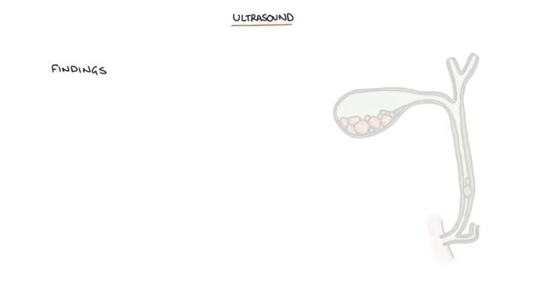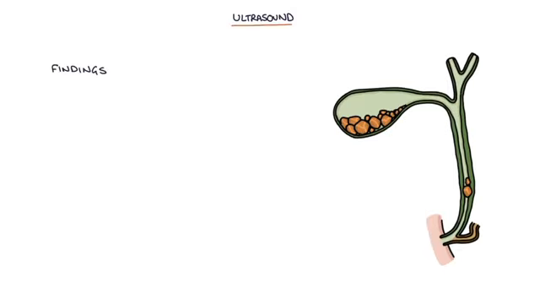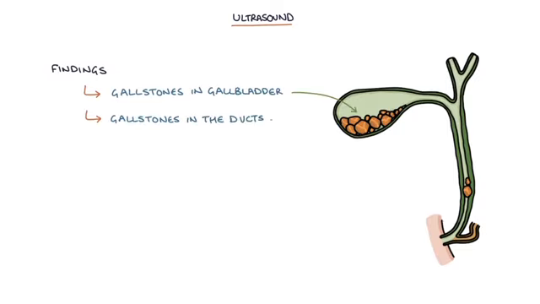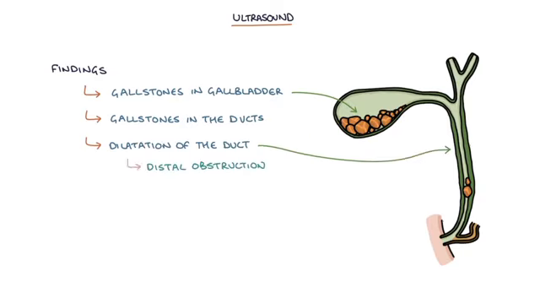Let's talk about ultrasound scan findings. An ultrasound scan can be helpful in identifying gallstones in the gallbladder, gallstones in the ducts, and dilatation of the bile duct, which may be caused by a distal obstruction causing the proximal bile duct to swell up. And remember that the normal diameter of the bile duct is less than 6 millimeters.